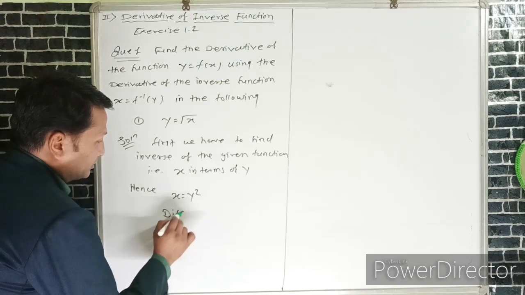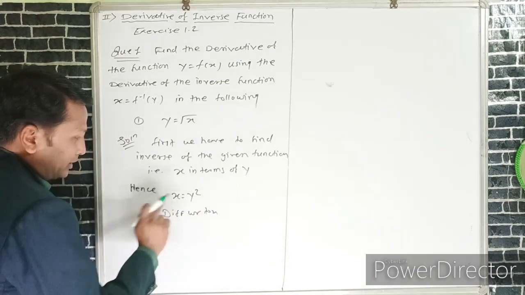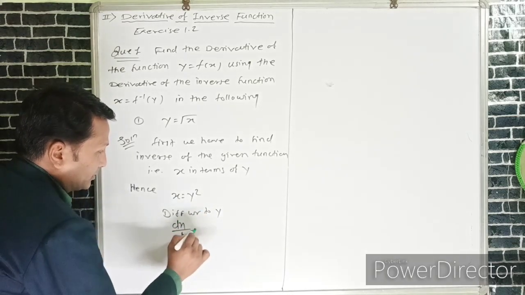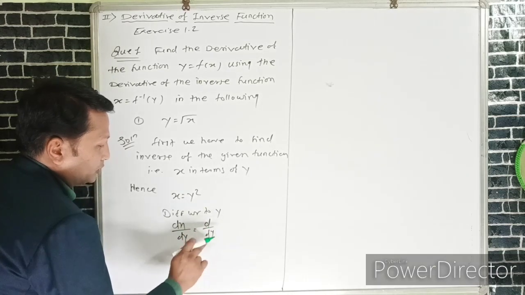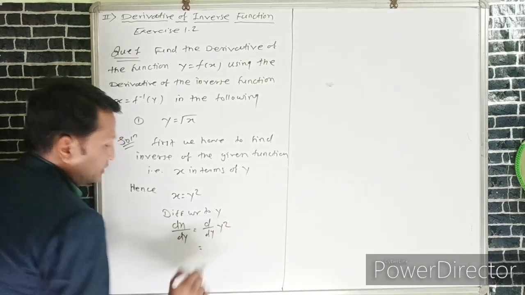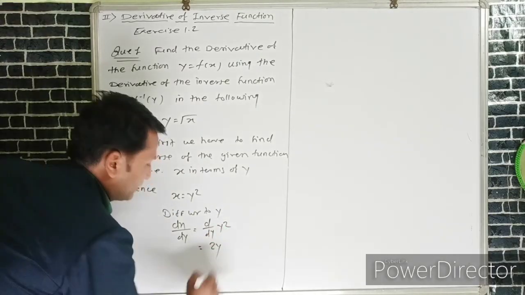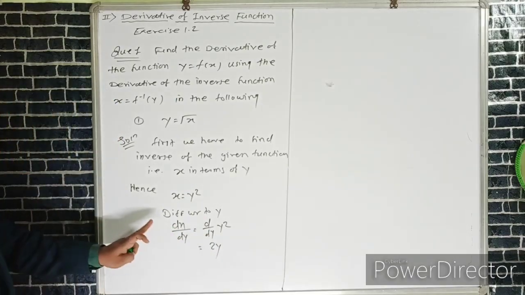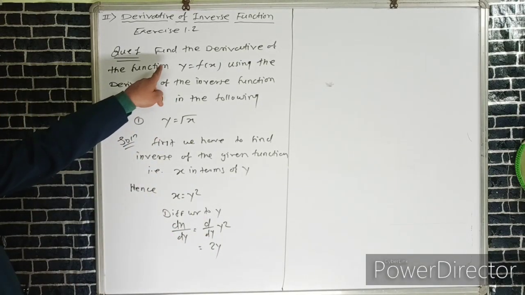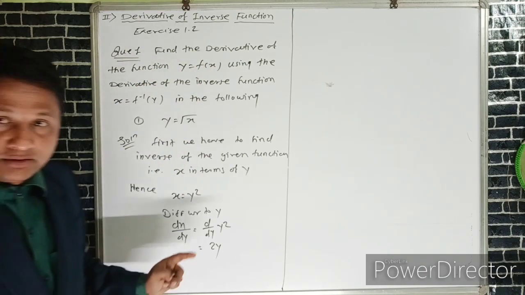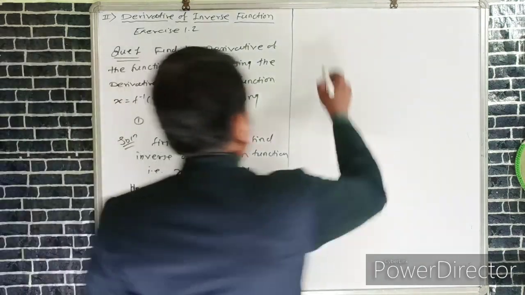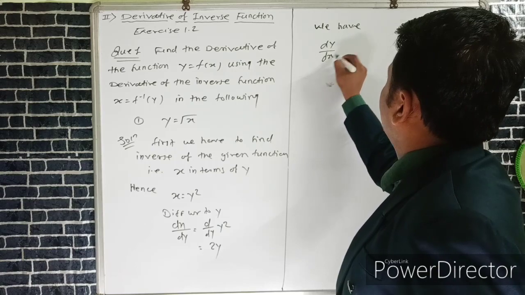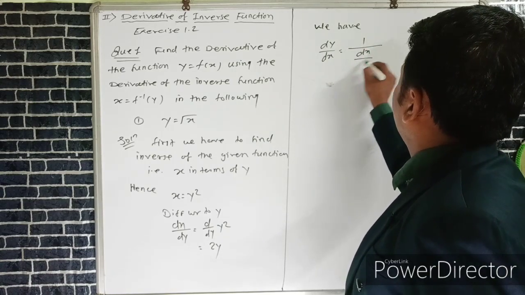If we differentiate the given function with respect to y, we get the derivative of x: dx upon dy is equal to the derivative of y square with respect to y. The derivative of y square is 2y. Hence, dx upon dy is equal to 2y. But we have to find the derivative of y is equal to f of x, which means we have to find dy by dx. Therefore, we have dy upon dx is equal to 1 upon dx upon dy.